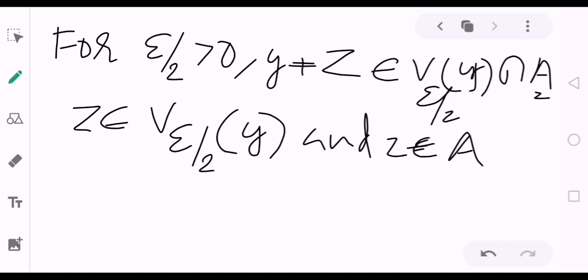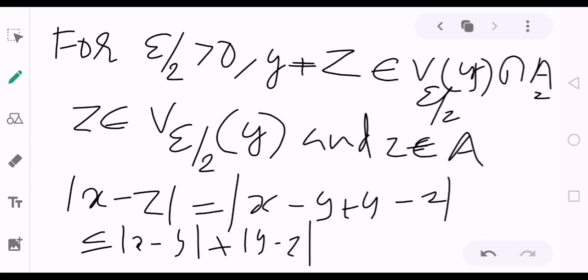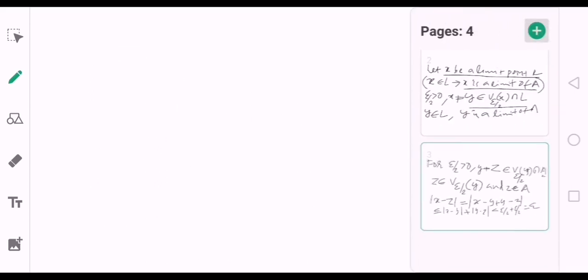Now, by the triangle inequality, we have mod x minus z is equal to, just adding and subtracting y inside, mod x minus y plus y minus z, which is less than or equal to mod x minus y plus mod y minus z, which is less than epsilon by 2 plus epsilon by 2, which is equal to epsilon. So we get that mod x minus z is less than epsilon.